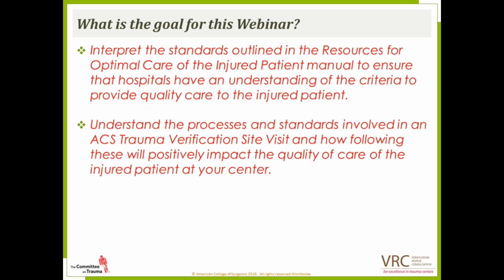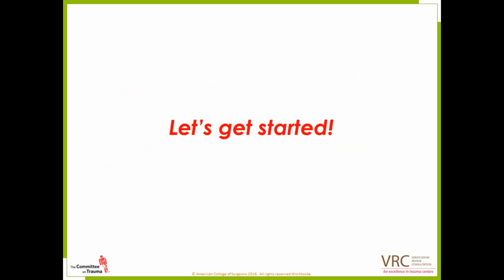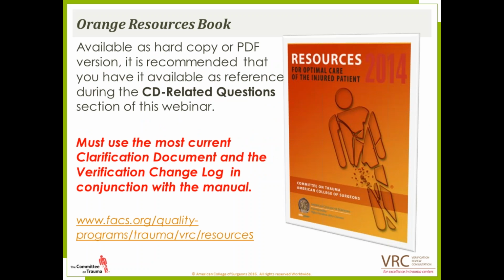Just some housekeeping information. What is the goal for this webinar? It's to interpret the standards outlined in the Resources for Optimal Care of the Injured Patient manual to ensure that hospitals have an understanding of the criteria to provide quality care to the injured patient. Understand the processes and standards involved in an ACS trauma verification site visit and how following these will positively impact the quality of care of the injured patients at your facility. So let's go ahead and get started.